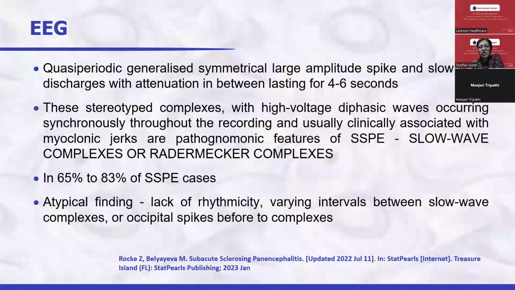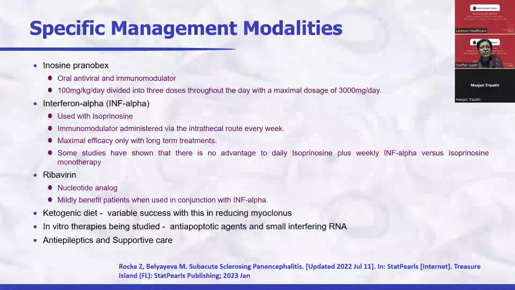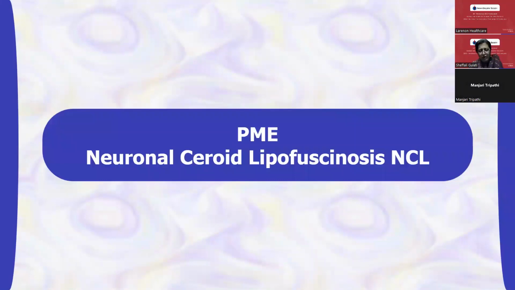These stereotyped complexes with high voltage diphasic waves occurring synchronously throughout the recording, usually clinically associated with myoclonic jerks, are a pathognomonic feature of SSPE. They are slow wave complexes or Rademecker complexes, and they are seen in about two-thirds to four-fifths of these patients. Anyway, we don't go into the management part of this. Yes, of course, you give isoprinosine, and interferon is tried in some situations, but it has a poor outcome.